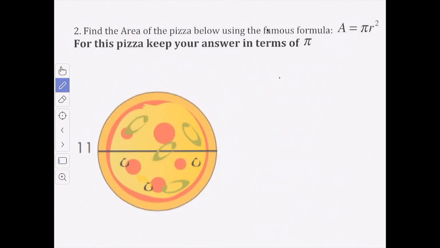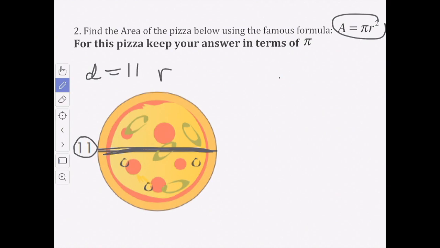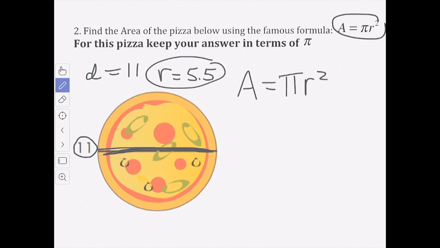For the second question, it's almost identical to the first, except for a few small changes. Number one, I haven't given you the radius of the pizza. I gave you that the diameter is 11 inches from left to right. So before I use this formula, I definitely have to figure out the radius. If the diameter is 11 inches all the way across the pizza, then the radius would be half as much. That should be familiar to you. So that's my radius.